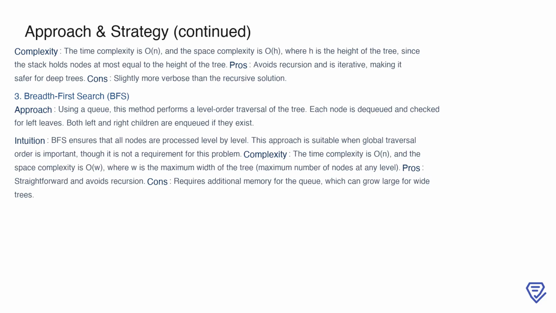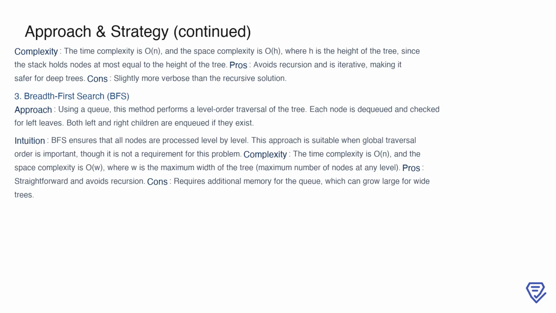The time complexity here is also O(n), since every node is visited once. The space complexity, however, is O(w), where w represents the maximum width of the tree, or the largest number of nodes at any level. This can require significantly more memory compared to DFS, especially for wide trees. BFS is straightforward to implement and avoids recursion entirely, but the overhead of maintaining a potentially large queue is a notable downside for this method.